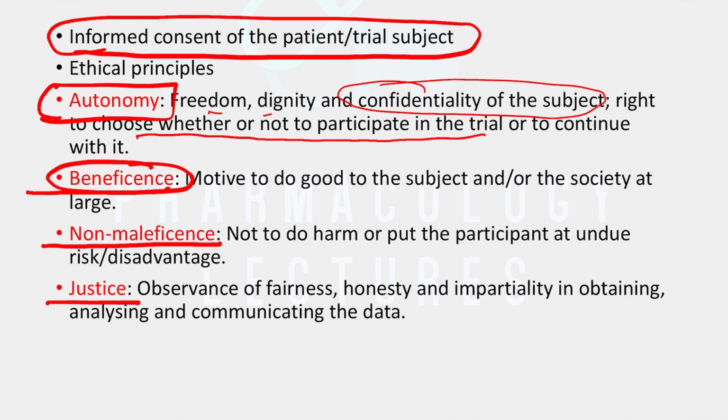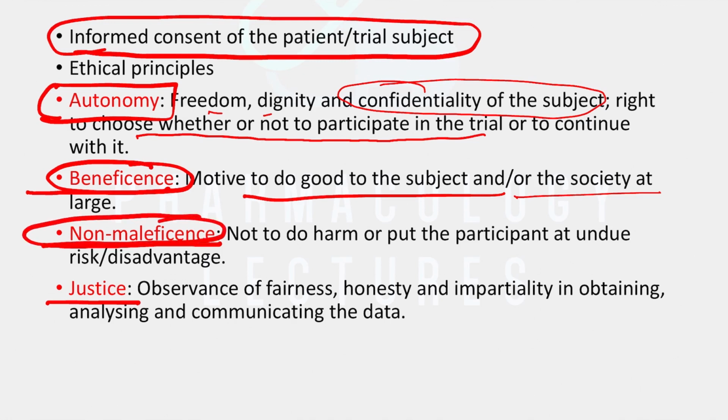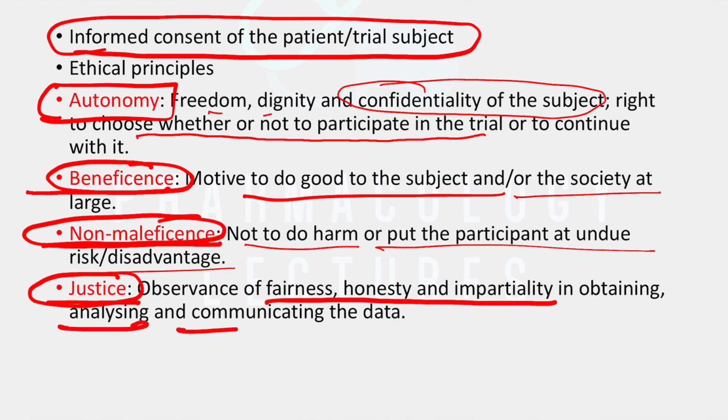Second is beneficence, that your motive should be doing good to the subject and the society at large. Okay, so that is the beneficence you need to keep in mind while planning and executing the studies. Non-maleficence means not to do any harm or put the participants at undue risk or disadvantages. So for your benefit, you cannot just put the participant at undue risk. So that is again a major critical consideration in ethical guidelines, non-maleficence. And eventually justice. You should do the studies fairly, not be biased or partial about any of the drugs. Okay, so that should be the consideration, all these criteria for analyzing and data communications. So these are 4 basic aspects of ethical considerations of clinical trials: autonomy, beneficence, non-maleficence, and justice.